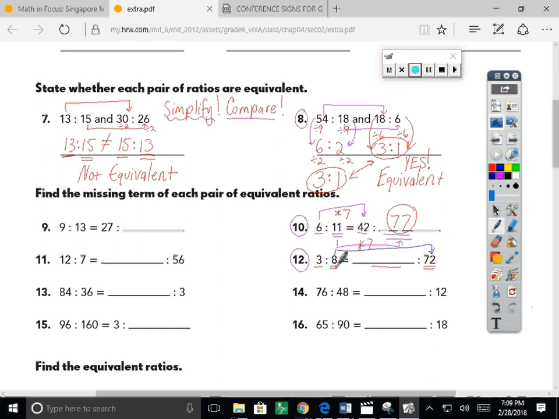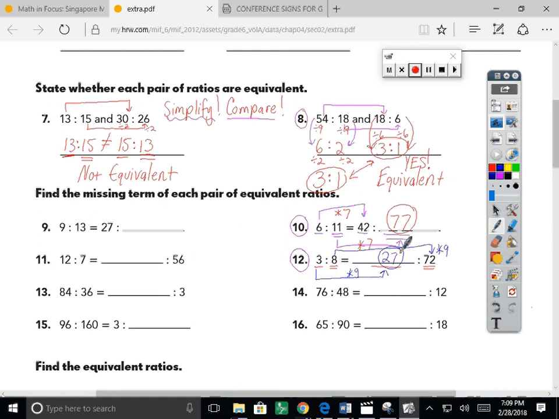So I'm going to connect the second term to its second term friend and figure out how they got there. Well, this number seems to be growing. They went from 8 to 72. So I know they're multiplying by 9. If you do that to the second term, you must do that to the first term. After all, we want them to be equivalent. So what is 9 times 3? Hopefully you'd say 27. That is the missing piece.